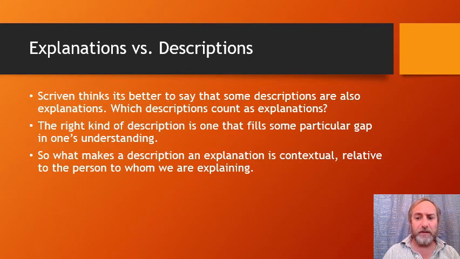So Scriven thinks the better thing to say about the relationship between description and explanation is that some descriptions are also explanations, right? And some aren't. The example we used in the last lecture of a description that wouldn't be an explanation is if I wanted to explain why objects fall down rather than up, and all I did was list the various objects that fall, right? Goats fall down, staplers fall down, helium balloons go up, and so on. I would be describing the phenomenon in detail, but I wouldn't be explaining it. So some descriptions don't seem to be explanations. Some of them seem to be explanations.